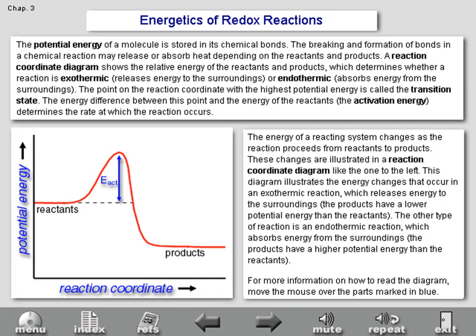The energy of a system changes as a reaction proceeds from the reactants to products. These changes can be illustrated in a reaction coordinate diagram, like the one shown in the lower left corner. Click on the labels in the diagram to learn more about what these diagrams represent.